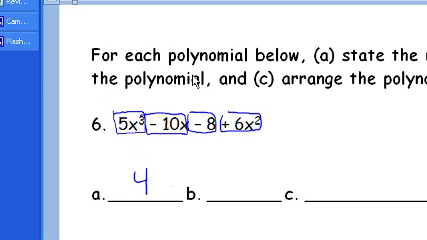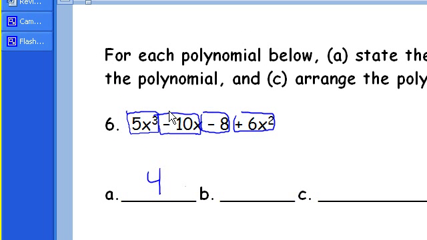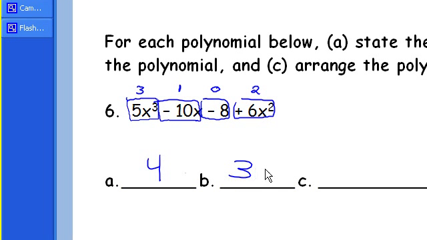Now let's state the degree. Okay, the degree is merely the sum of all the exponents in each term. So exponent is 3, so degree of 3. Exponent of this x is 1, degree of 1. There's no variable on this 8, so there's no degree here. And this x has a power of 2, degree of 2. So I see that 3 is the highest degree, so this is a third degree polynomial.